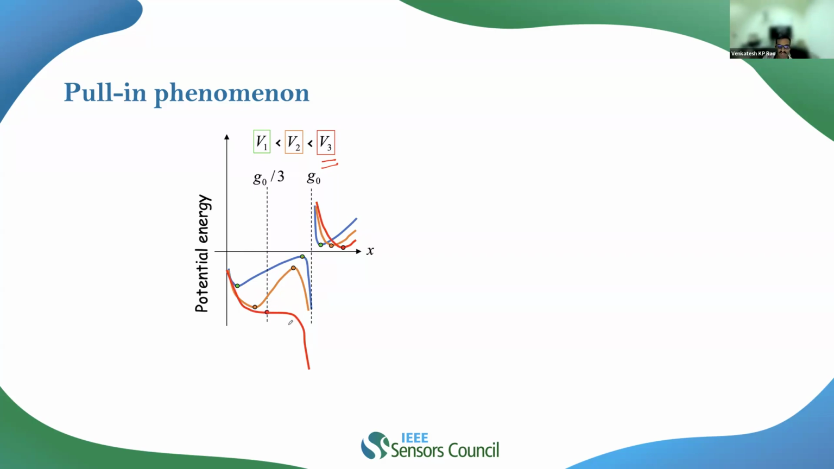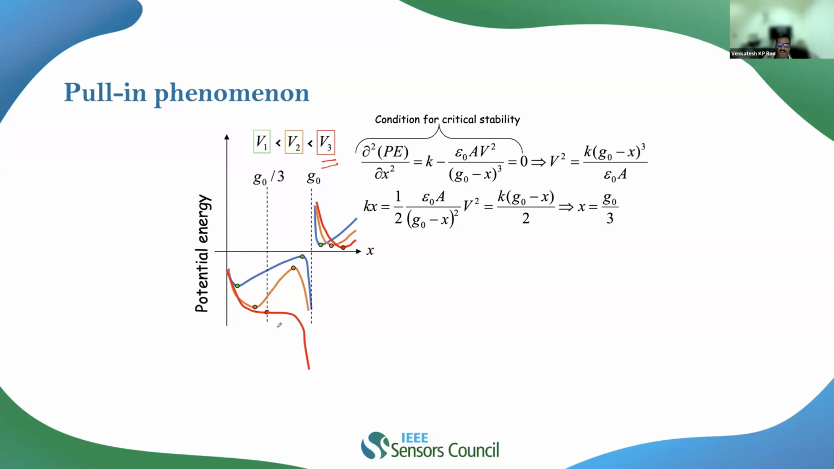And if I increase the potential further, then what happens? It will basically come out like this. So whether you take a particle here or you take a particle here, it will go and fall onto a valley, right? So the condition of the critical stability is this, right?